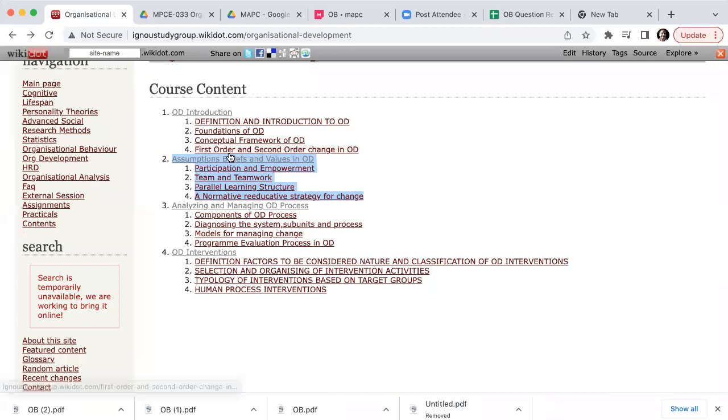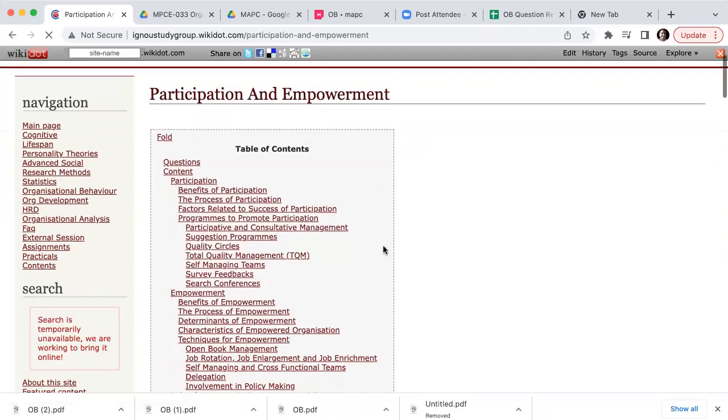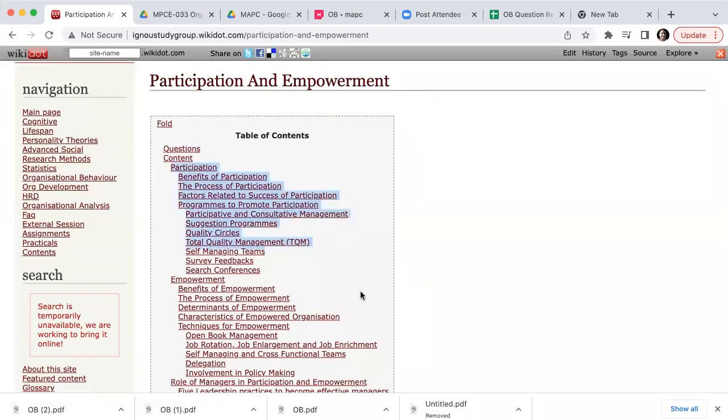So here the second block mainly covers the beliefs and values related aspect, especially the change, and how you can improve participation, how you can empower, how to improve team and those kinds of things. So the first unit of the second block, we are going to go through participation and empowerment.